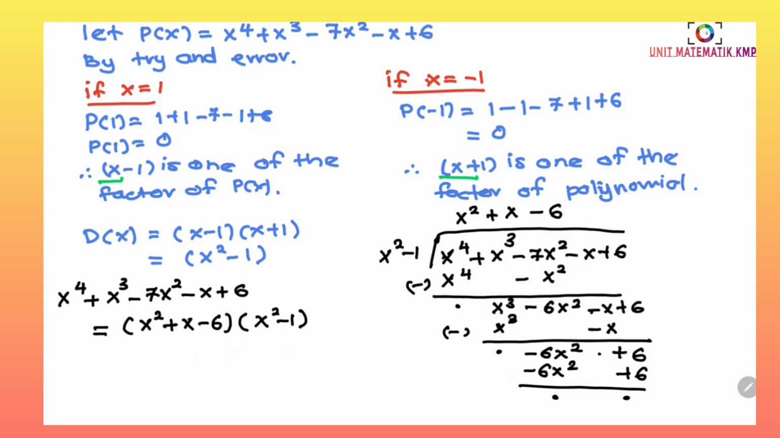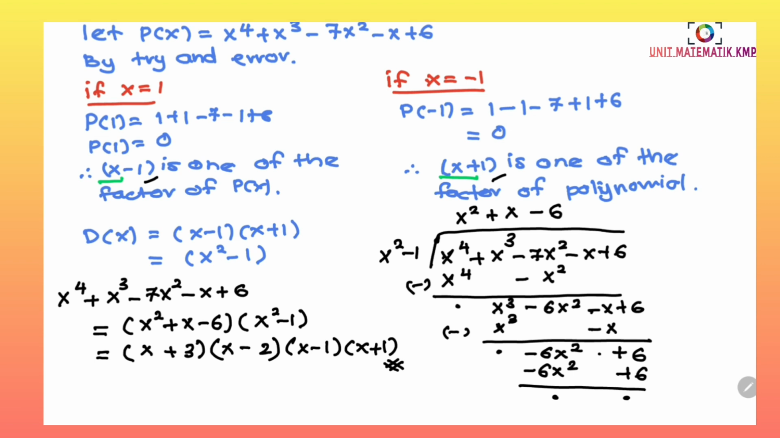From here we need to factorize completely before we can find the roots. So if we factorize here, we have x times x is x squared. To have a negative 6, this is 3 times 2. So this is positive, this is negative. And to factorize x squared minus 1, we already know the factors are x minus 1 and x plus 1. So here is our completely factorized form of the given polynomial.